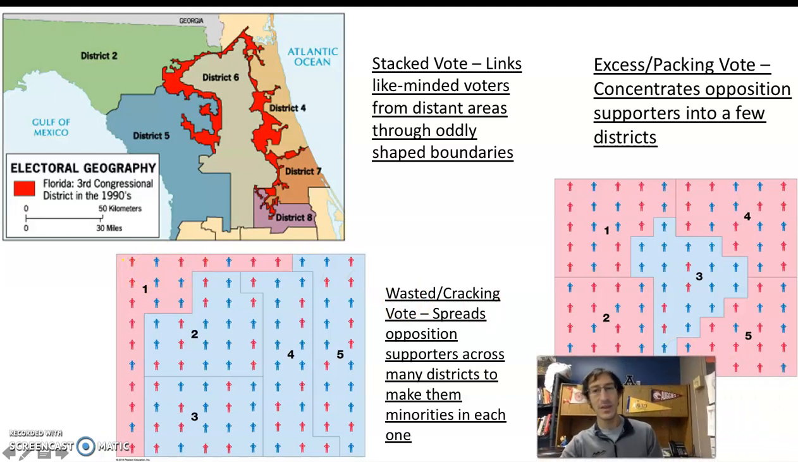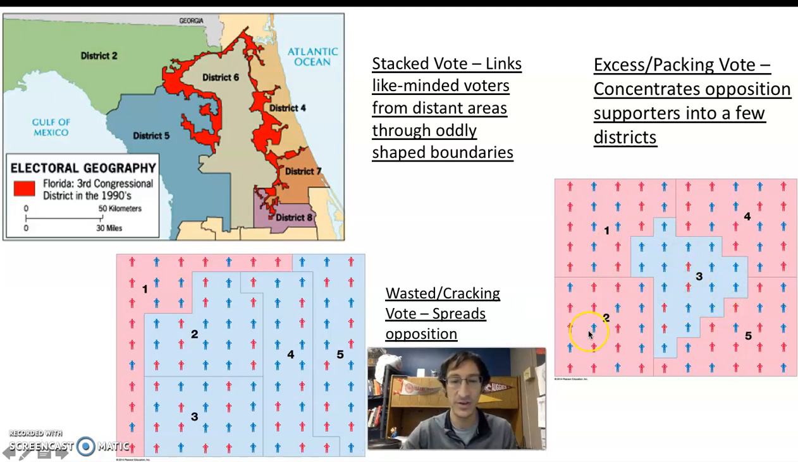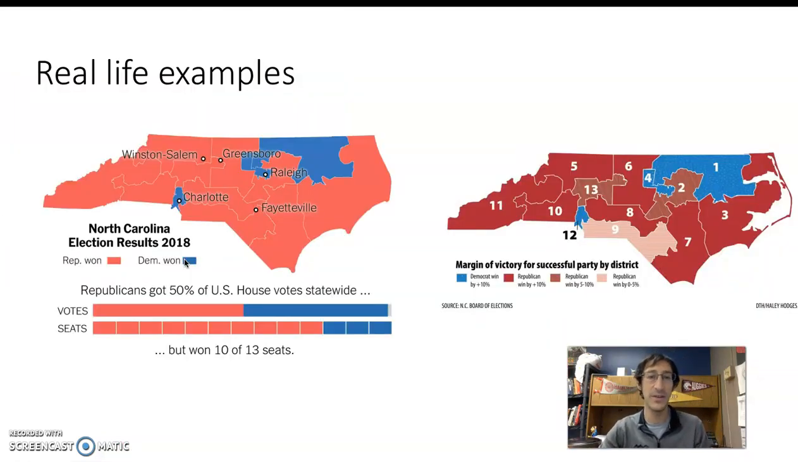Or you look at this one over here, which is known as excess or packing. You're packing people together. You are essentially concentrating them into a few districts, or into one district, to make them a majority in one spot, but minorities everywhere else where they might otherwise be competitive. You can see the majority overwhelmingly in blue, and while there are decent blue numbers everywhere else in these other districts, the way it's drawn makes them the majority only here and the minority in other locations. On the opposite side, the wasted one spreads them out so widely that every time it makes the other group a minority. And both parties have been guilty of this over time.